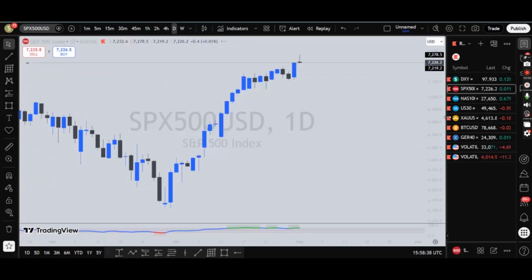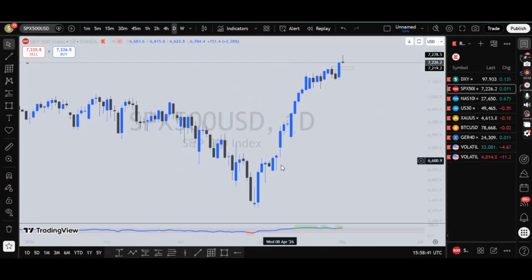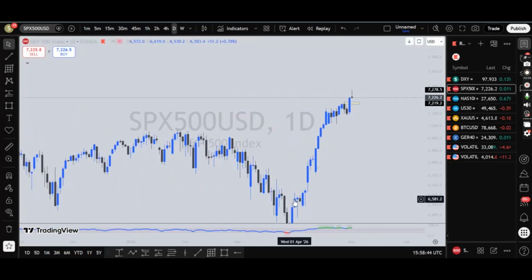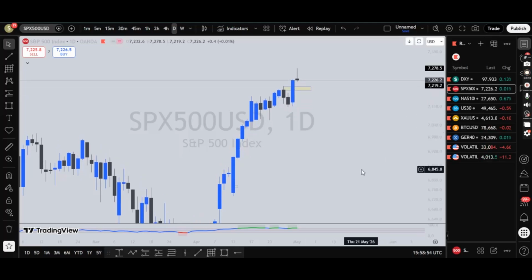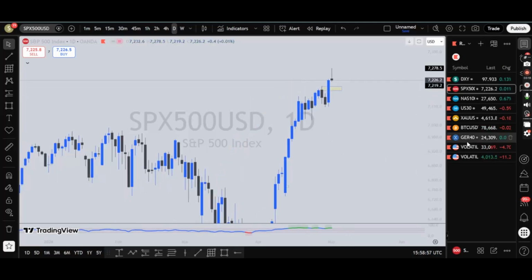Let's go to S&P 500. On the daily time frame, we can say that we are on a bullish trend on the S&P 500. I don't trade the S&P 500 because it's very volatile. I use it for my directional bias because it correlates with NAS100. S&P 500 and NAS100 correlate together.